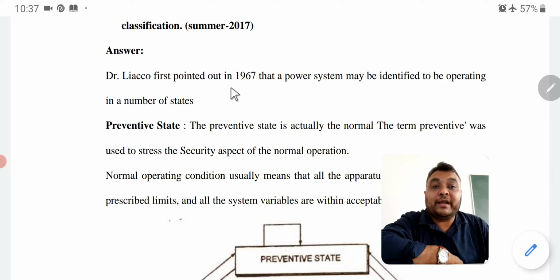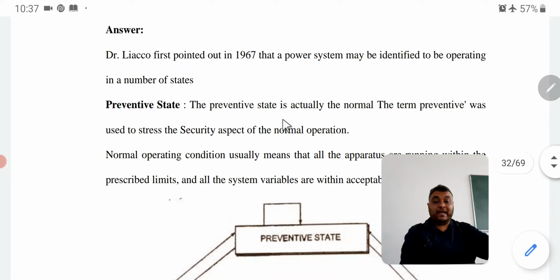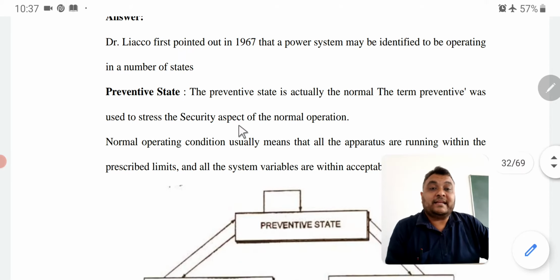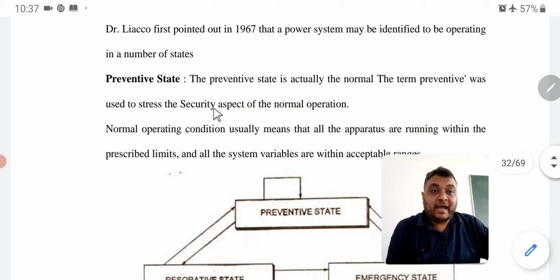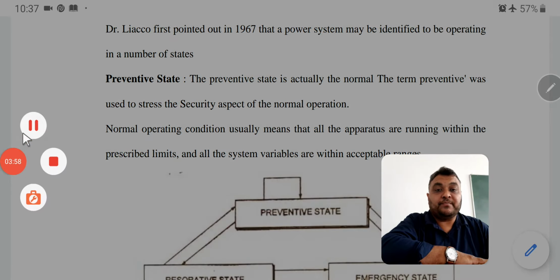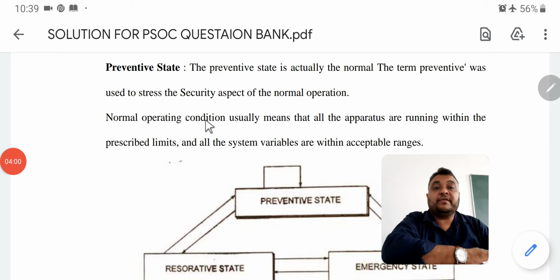Okay, so first of all, here, Dr. Dy Liacco first pointed out in 1967 that a power system may be identified to be operating in a number of states. Okay, so he distributed it into three states. First of all, it is the preventive state, and the definition of that preventive state is given as: the preventive state is actually the normal state; the term preventive was used to stress the security aspect of the normal operation. Okay, so we will start with the preventive state.